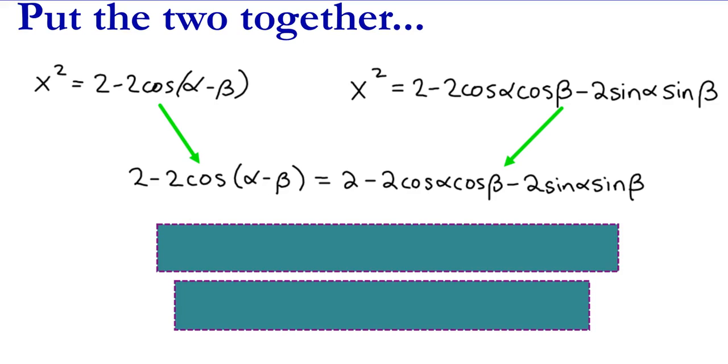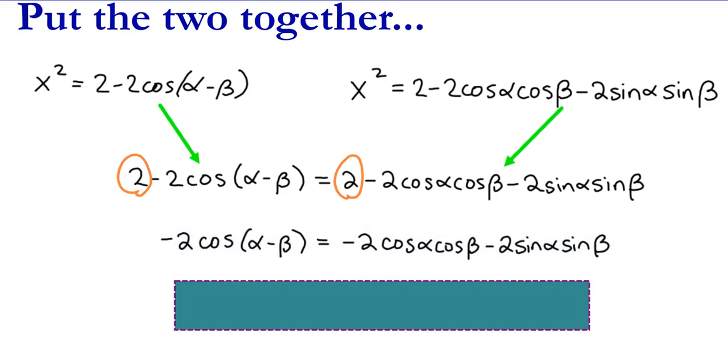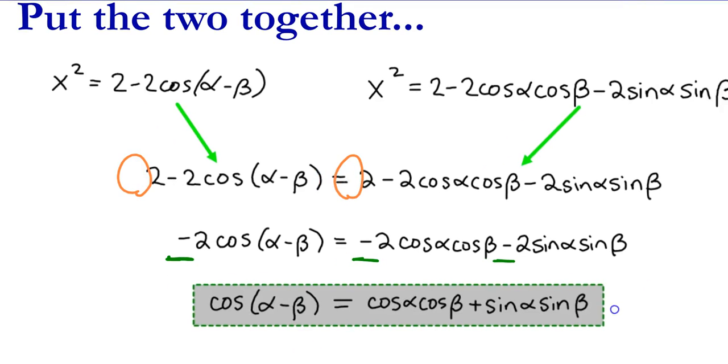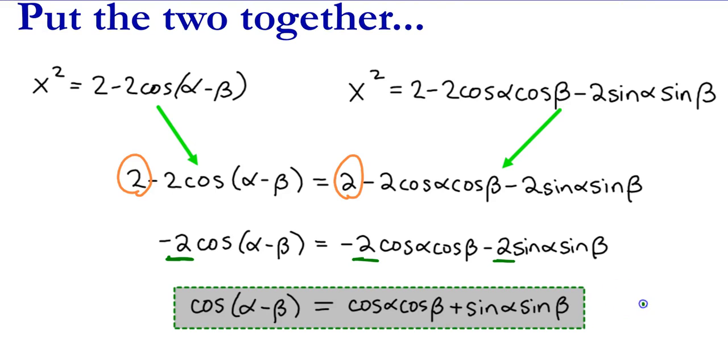Notice that on both sides of the equation there's a 2. So all I did here was subtract 2 from both sides, and notice that every single term is a multiple of negative 2. So all I did was divide both sides of the equation by negative 2. And this is as simple as it gets, folks. So this is our identity, which tells us what to do if we have the cosine of one angle minus another.